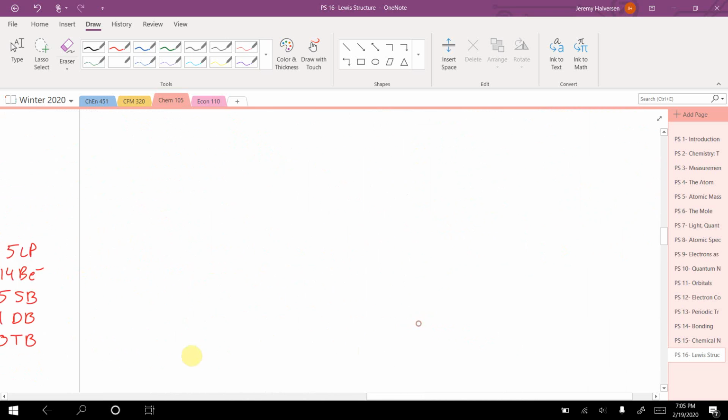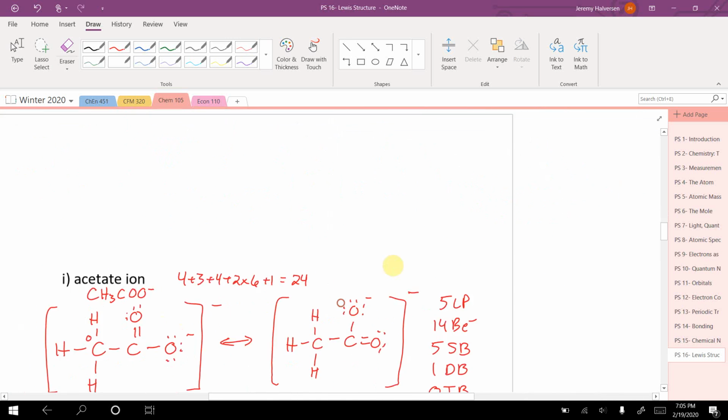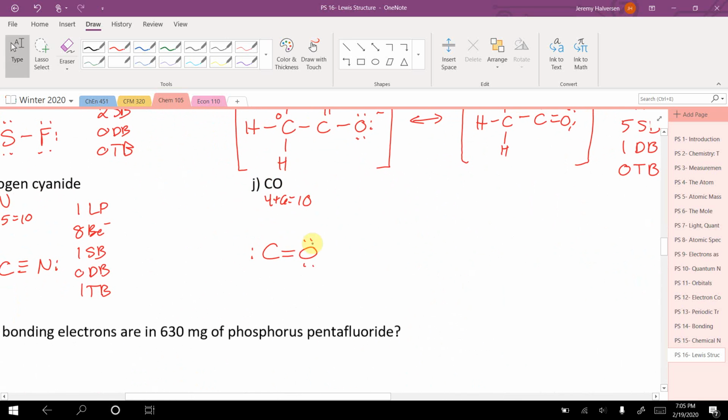The reason is I want my formal charges to be 0 without breaking the octet of C, N, O, and F. And in this picture, as you can see, oxygen has access to 8 electrons, but carbon only has access to 6. And the only way I can solve that is to make a triple bond between carbon and oxygen. That's going to leave me with a negative formal charge there and a positive there. But we just have to deal with that because we can't break the octets of carbon, nitrogen, oxygen, and fluorine. So that leaves us with 2 lone pairs, 6 bonding electrons, 0 single bonds, 0 double bonds, 1 triple bond.